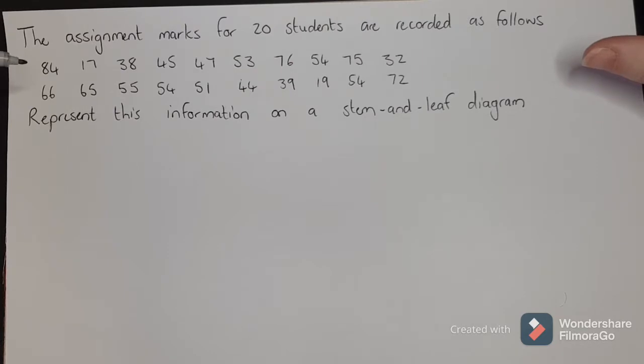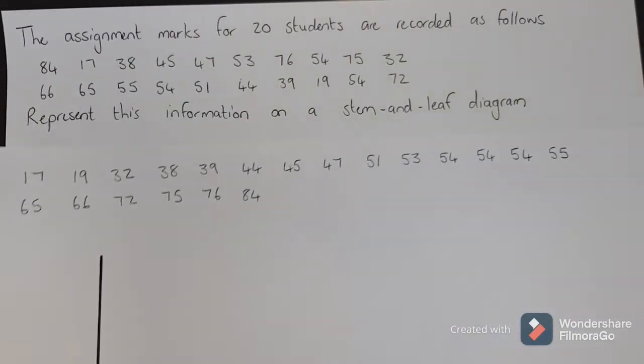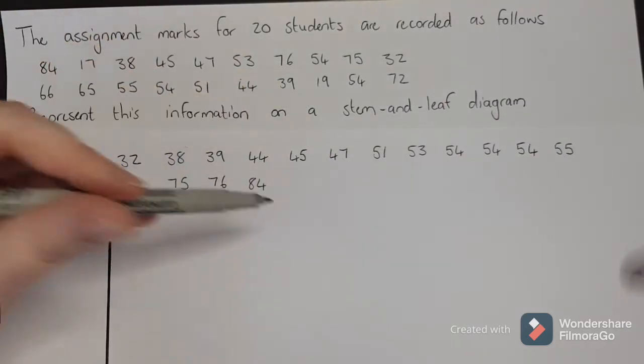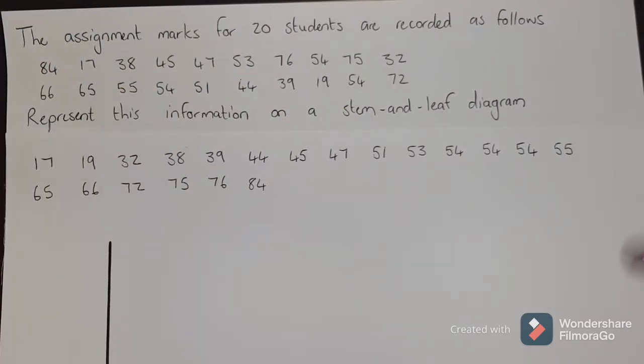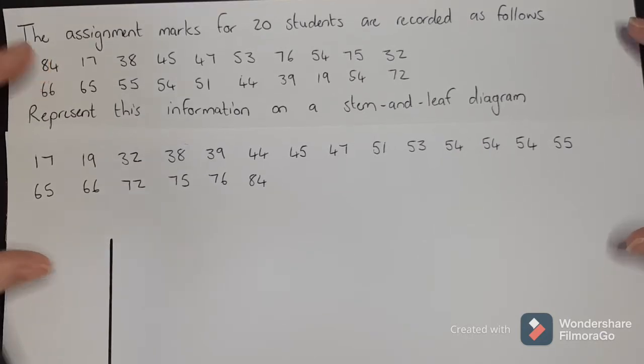So the very first thing you need to do is arrange them in numerical order from lowest to highest. So if we do that, we end up with 17 being the lowest all the way up to 84 being the highest. And now that we've put them in order, the next thing we need to do is look at how many digits we have in each number. So each of these are 2 digits.